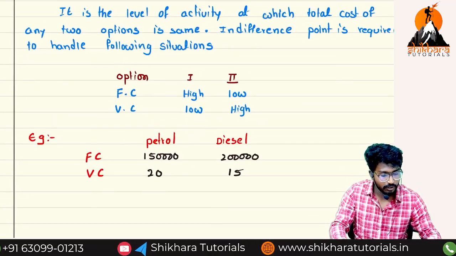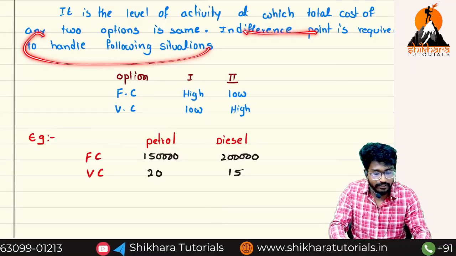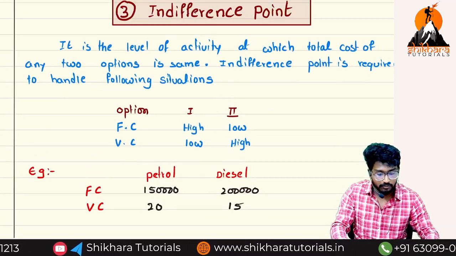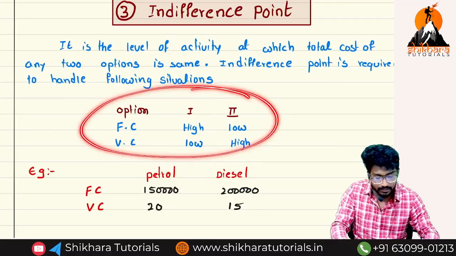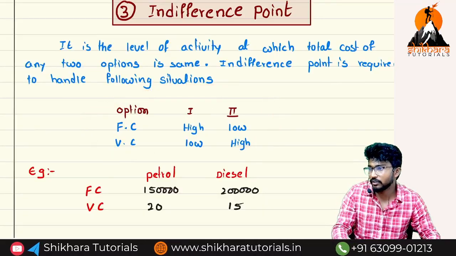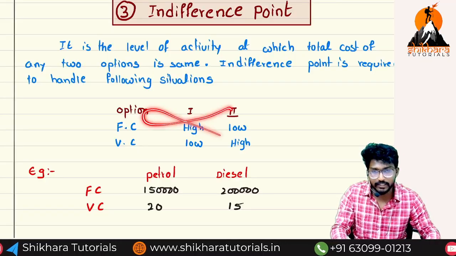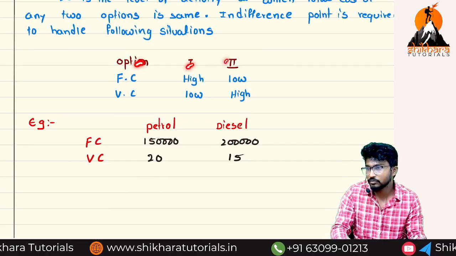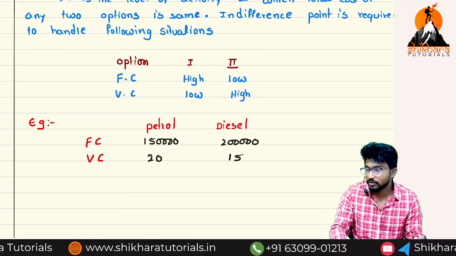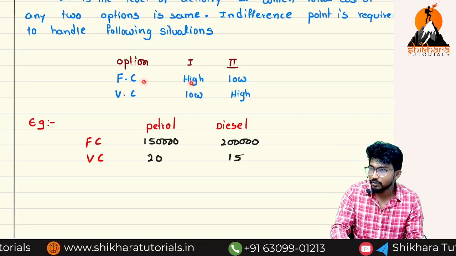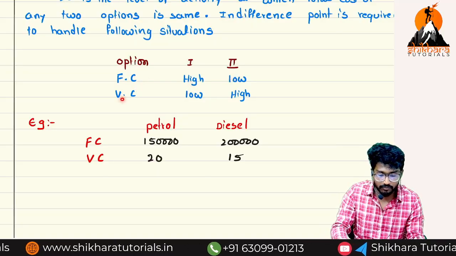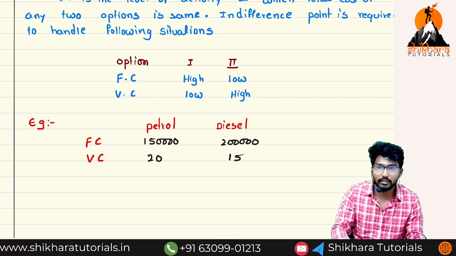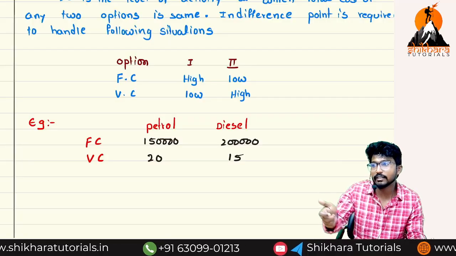Now, indifference point is required to handle the following situation. Whenever we have a situation like this, only then will we use the indifference point. If the situation is not like this, we won't use it. Like option 1, 2. In option 1, fixed cost is high. Option 2, fixed cost is low. In option 1, variable cost is low, fixed cost is high. That means in one option, one cost will be high, and in the other, the other cost will be low.